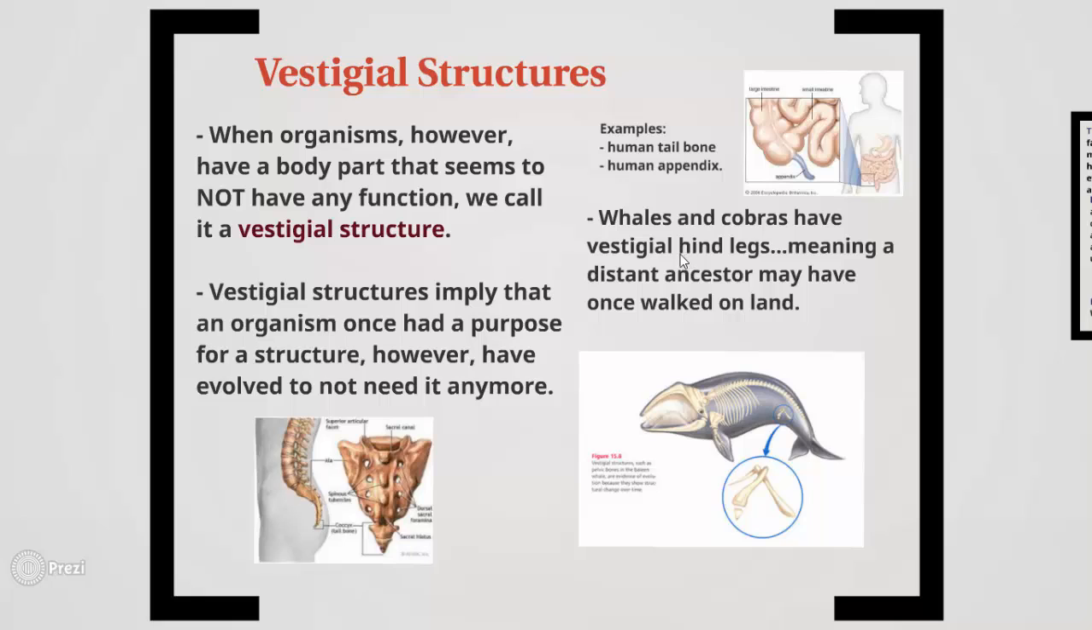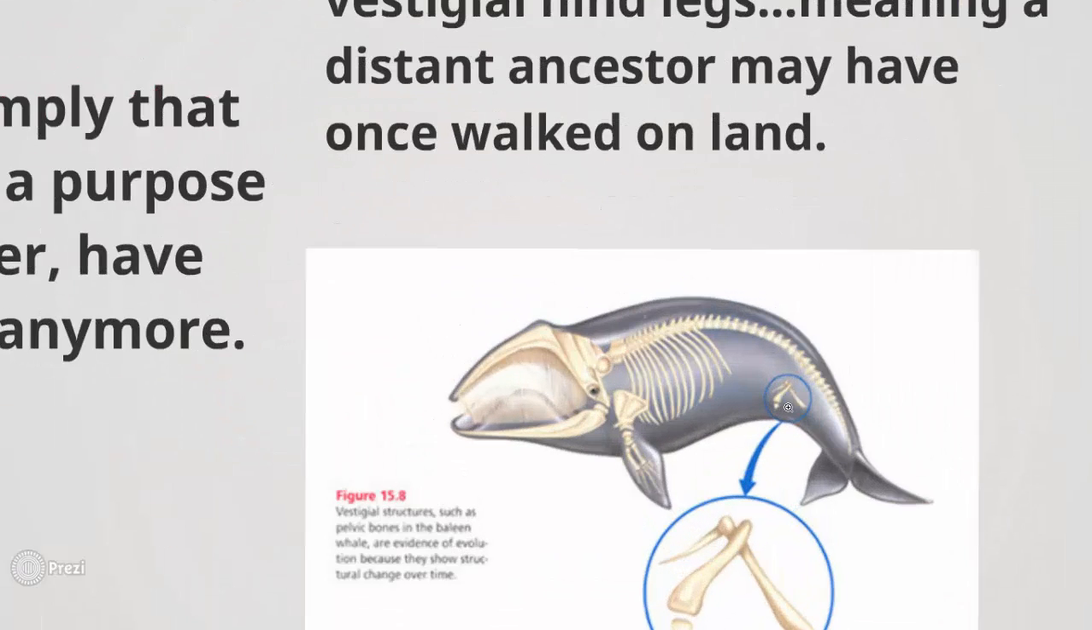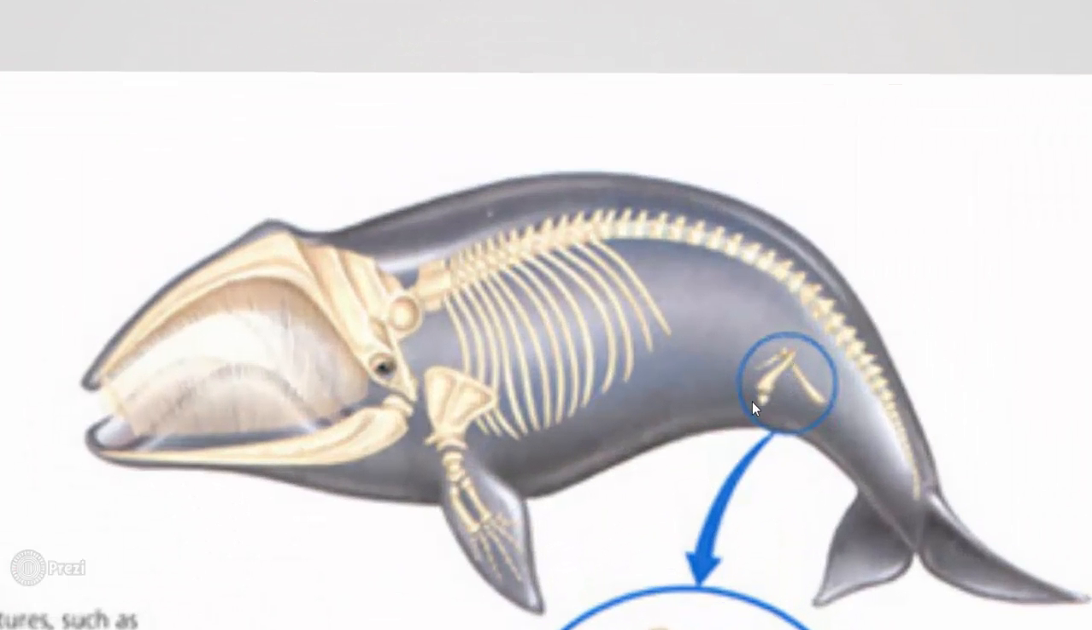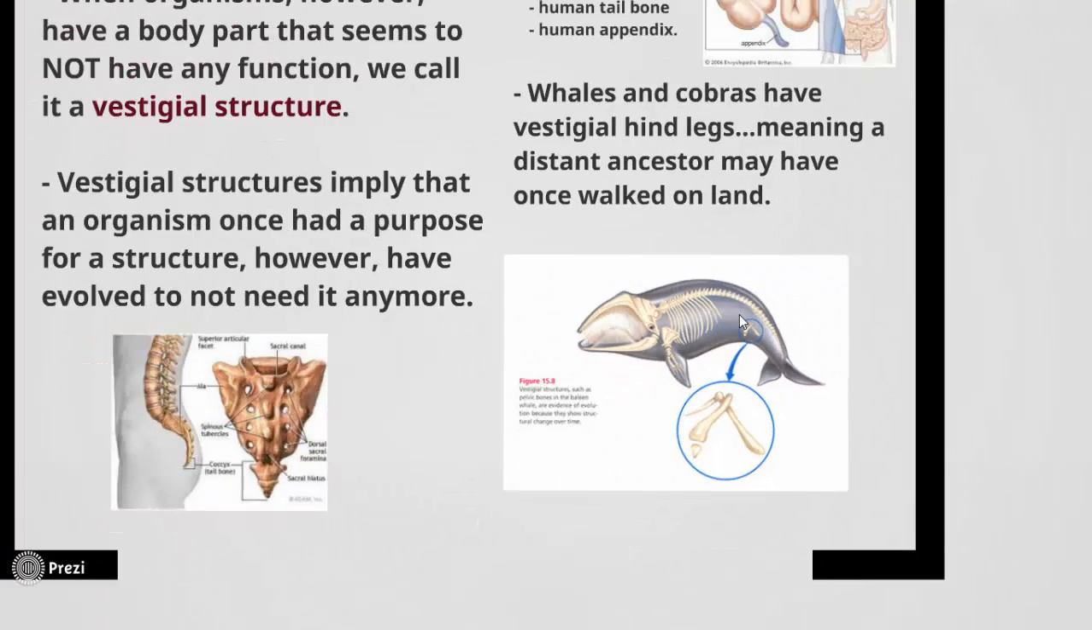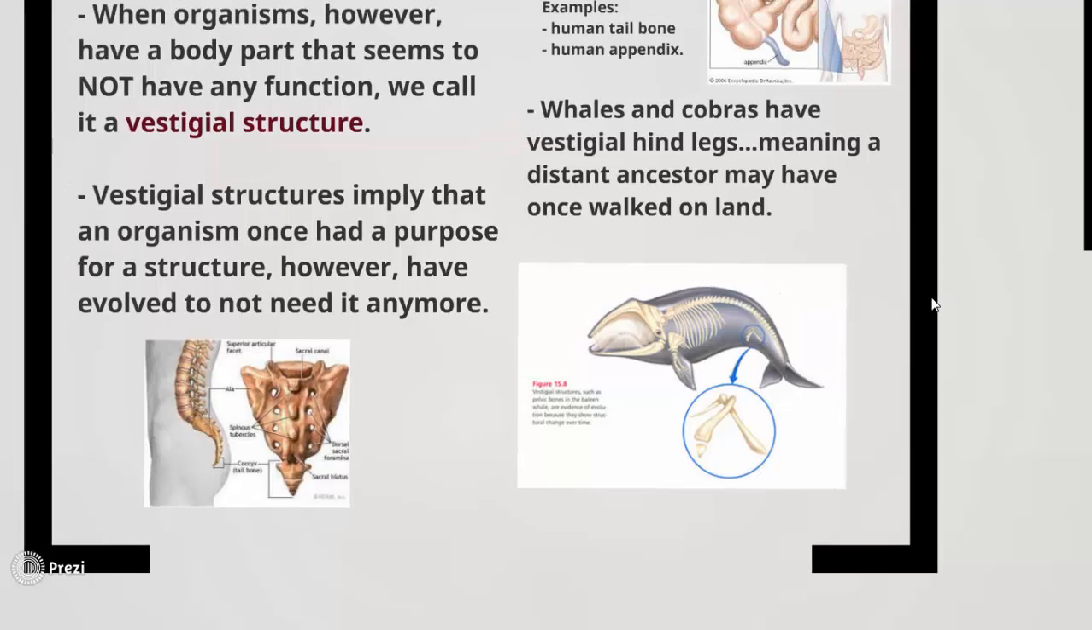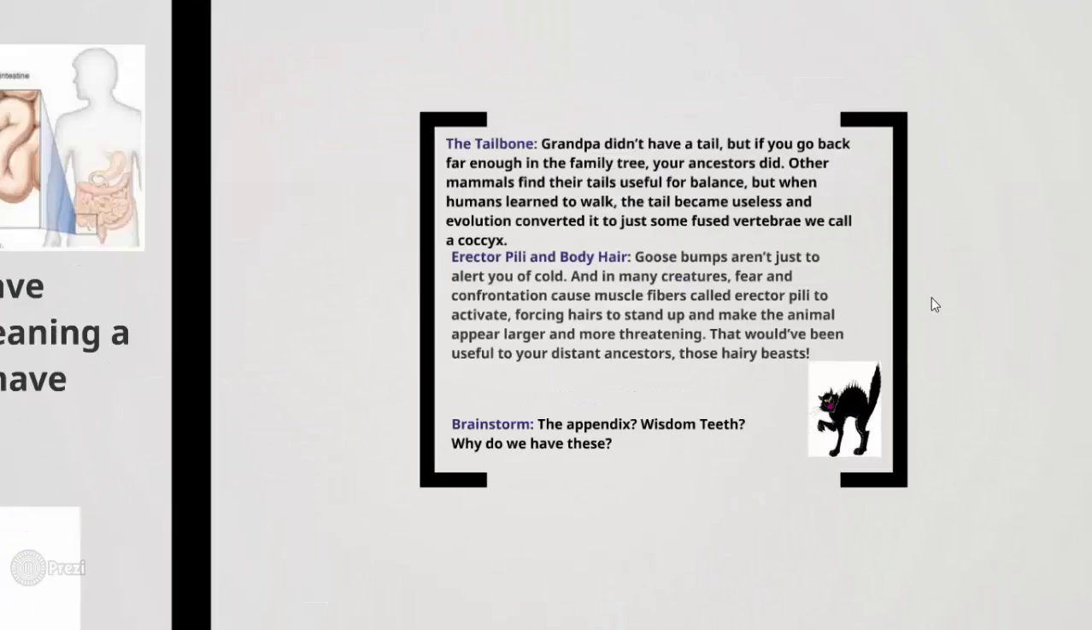Whales and snakes have vestigial hind legs, meaning a distant ancestor may have once walked on land. So whales just have these leg bones. There are no legs, but they have the leg bones. So, hey, imagine if whales walked on land. That would be scary and amazing at the same time. I wonder if they would make good pets.